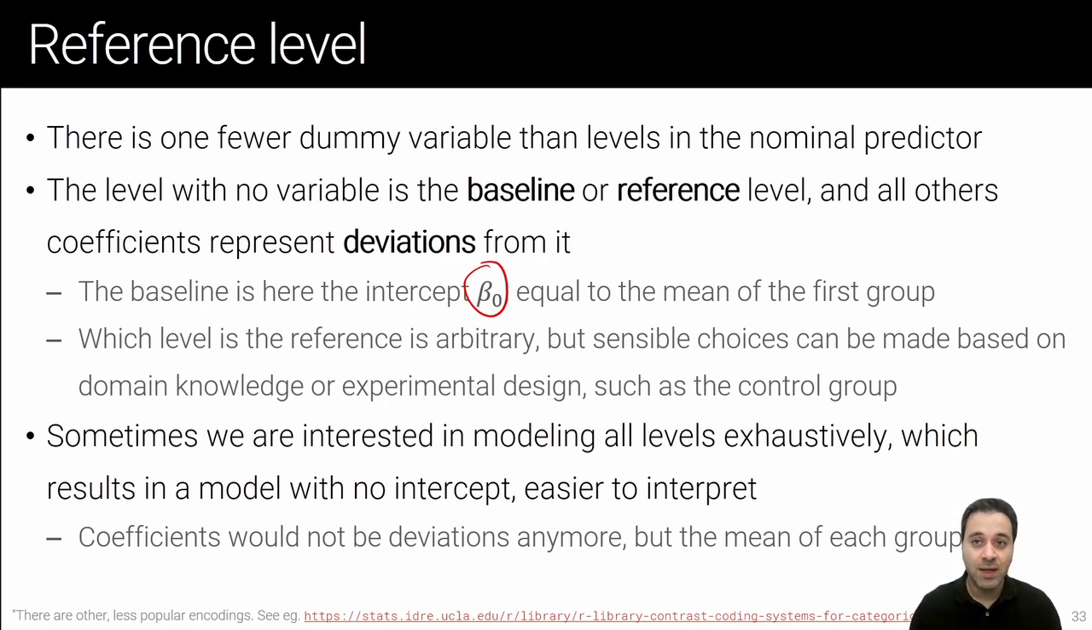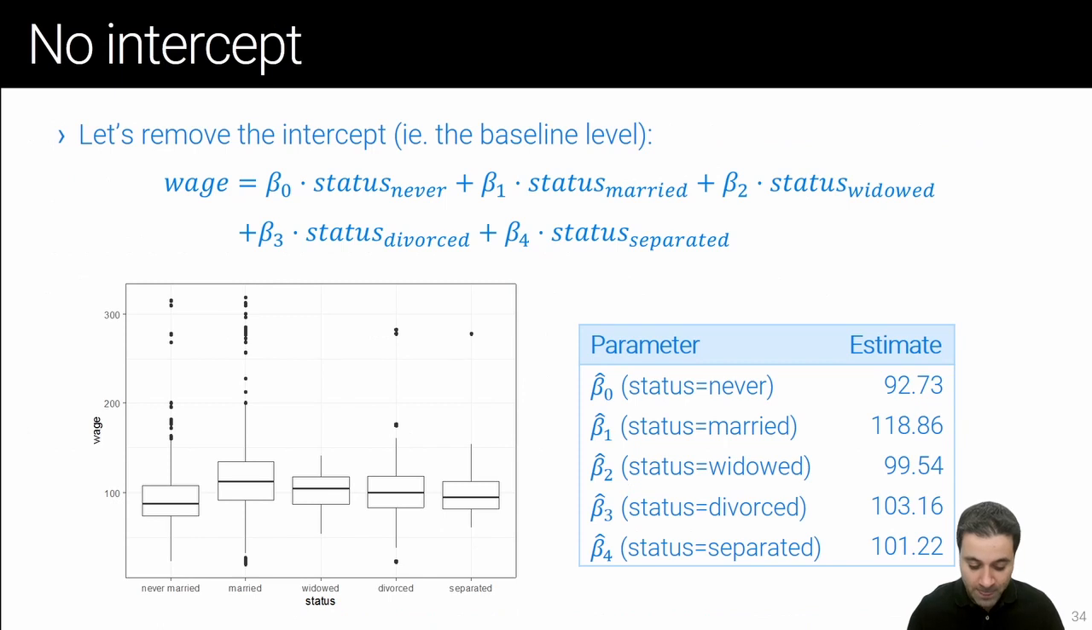Sometimes we might be interested in not having deviations from a baseline, but in having an exhaustive model with one coefficient per level without deviation, so that the coefficient is directly telling us the average for the group or the estimate that will be produced for the group. And we could do that by removing the intercept. What does it look like? Well, now beta 0 is actually the coefficient for the first level. You see that it's multiplying status never. And we don't have a standalone intercept.